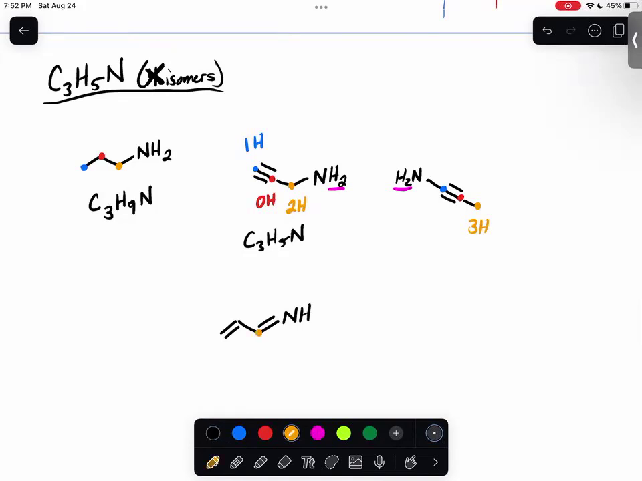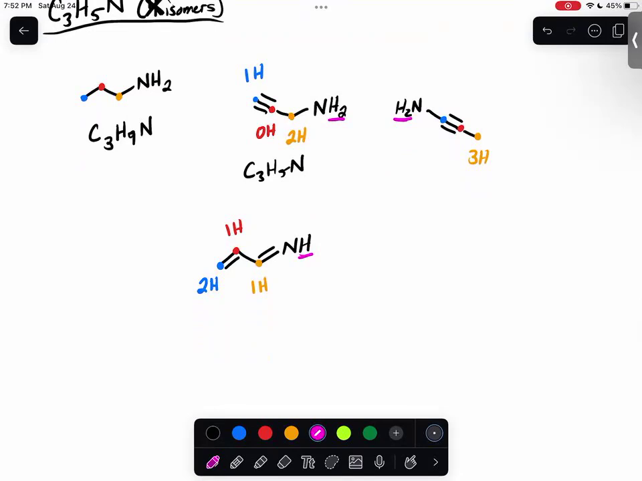In this situation, we see that we've changed the connectivity by just moving around where those bonds are, but we still end up in the appropriate situation where now the blue carbon has two hydrogens, red has one, orange has one, and the nitrogen has one. That's C3H5N. So this is another interesting way that we can do this: we can move these double bonds around. But that's not the only way that we can have fewer hydrogens than the maximum, which is saturated.